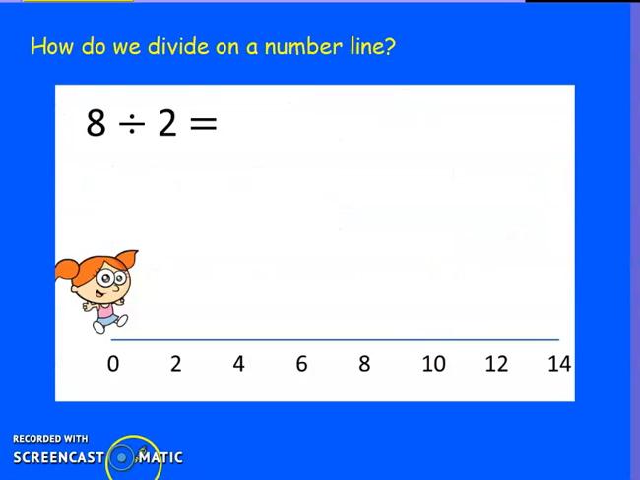How can we divide using a number line? We've got a calculation here, 8 divided by 2, and a number line that's going up in intervals of 2. What we need to do is start from the 0 and count up to 8. Do it with me. 2, 4, 6, 8. How many jumps did we make to get to 8? 1, 2, 3, 4. This tells us that 8 divided by 2 equals 4.